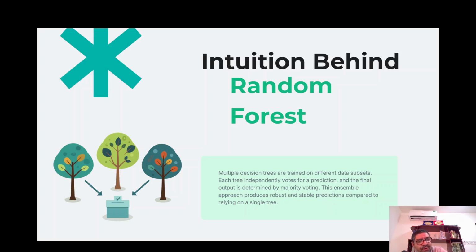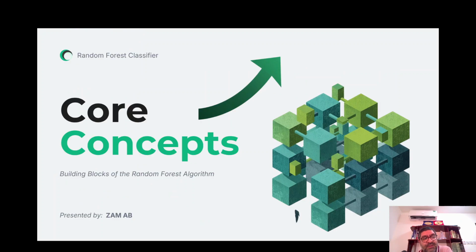So this ensemble approach produces robust, stable predictions compared to relying on a single tree. Instead of relying on a single output from a single decision tree, we will be relying on multiple decision trees, and by the majority vote we will decide the final output. This will definitely give a more stable prediction compared to what we get with the decision tree classifier. It will not rely on a single tree; it will be dependent on multiple trees.